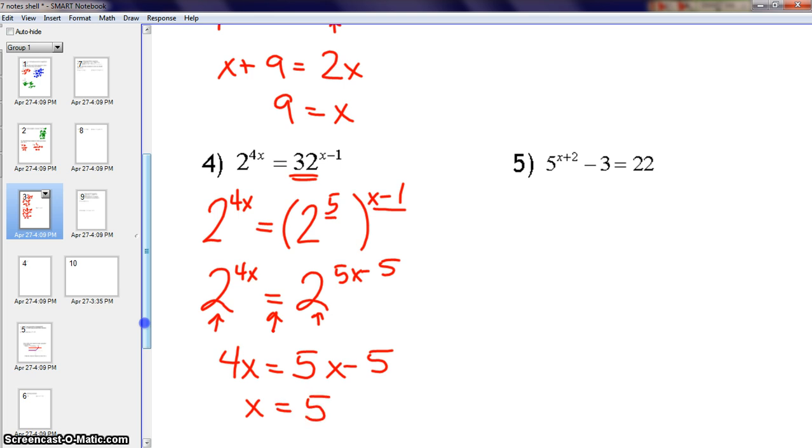Okay, on this one, our first move is going to be to get the exponential part alone because we haven't had a problem yet like this where there's just like this extra gunk in the way. And so we're going to just move that 3 to the other side, add 3 to both sides.